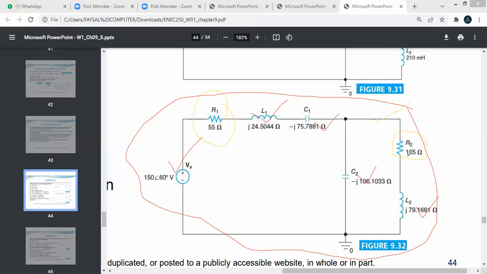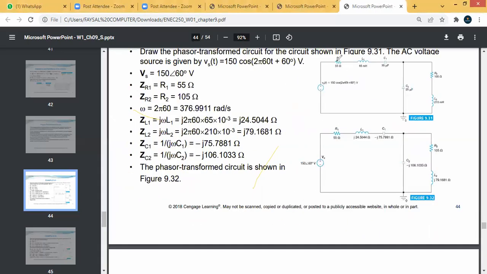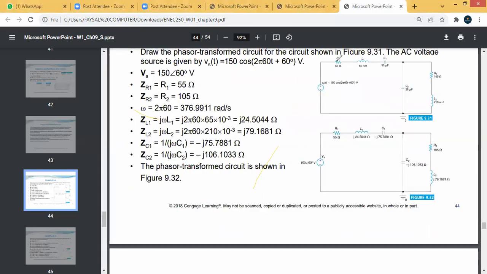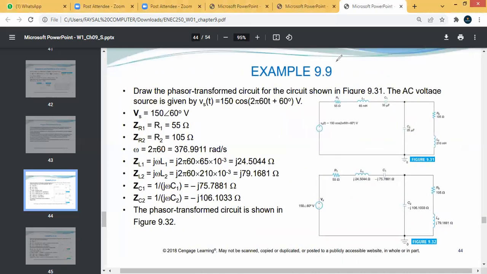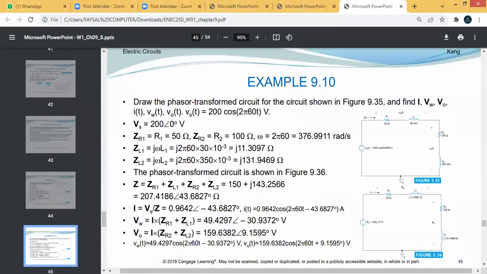So this will be like this. Yes, now 9.10.